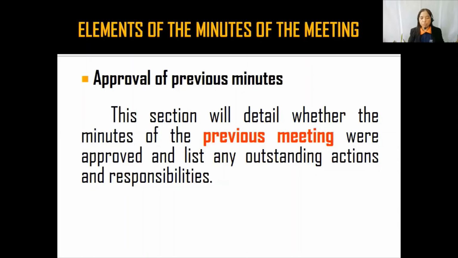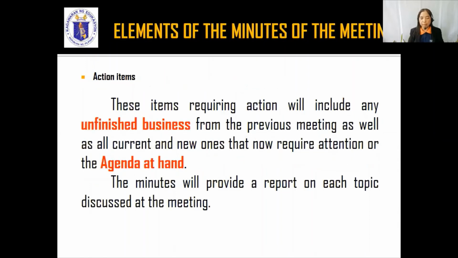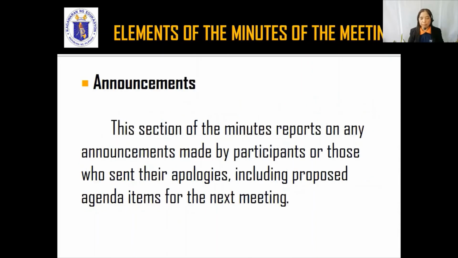Approval of previous minutes. This section will detail whether the minutes of the previous meeting were approved, unless any outstanding actions and responsibilities. Action items. These items requiring action will include any unfinished business from the previous meeting, as well as all current and new ones that now require attention for the agenda at hand. The minutes will provide a report on each topic discussed at the meeting.